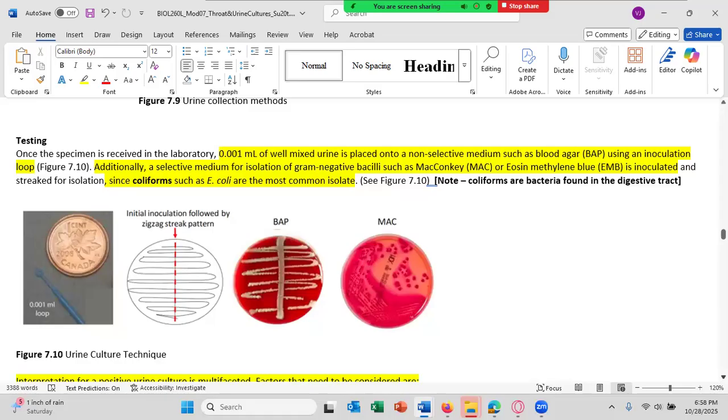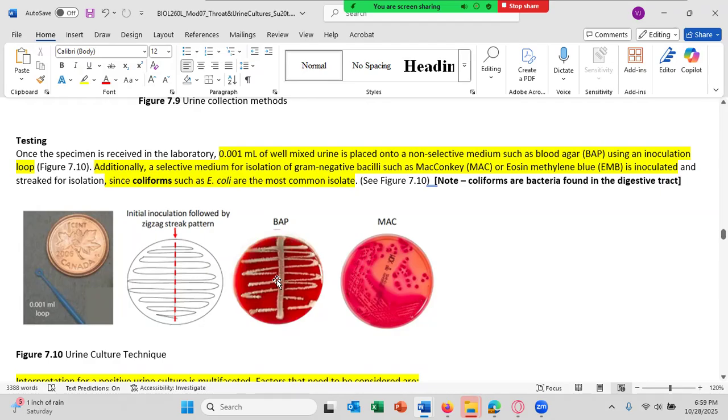All right, once the specimen is received in the lab, 0.001 milliliters, that's 1/1000th of a milliliter, or simply 1 microliter, of urine is put on a blood agar plate. You normally streak it this way and then streak it with an S-type movement, so you get something like that.